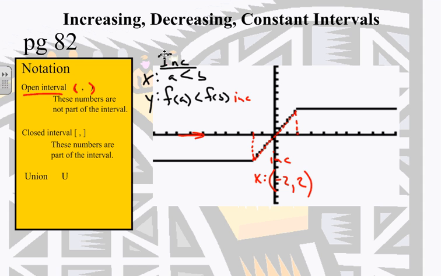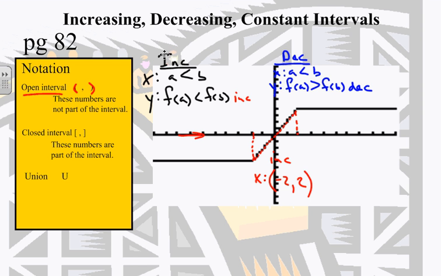In a similar way, for a decreasing interval, we once again look at x values where B is larger than A, and f of A will be greater than f of B. When you go left to right, you notice that the values are going down. They are decreasing. On this function, if you go left to right, I don't see any values that are decreasing. So on this graph, there are no decreasing intervals.